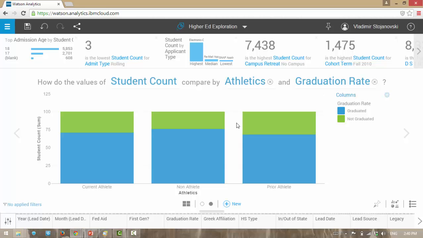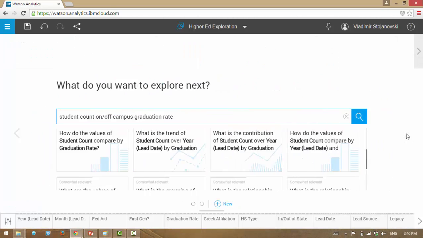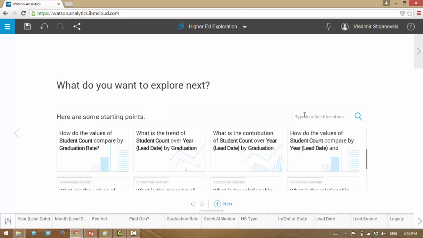I may wonder whether academic index in conjunction with discipline infractions lead to higher graduation rates. And what about admission age? And how does that look by cohort? So if I want to add additional variables, I may ask a slightly more complex question. Something like, does higher academic index and lower discipline infractions lead to higher graduation rates? I will go ahead and ask that exact question.